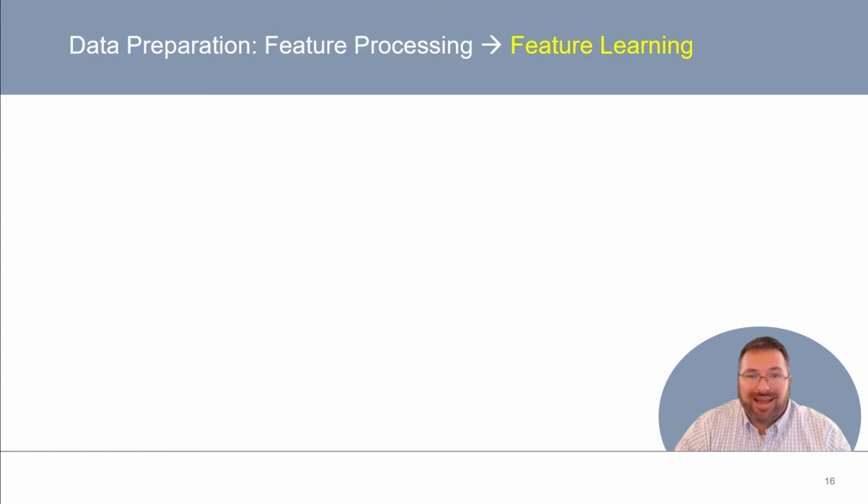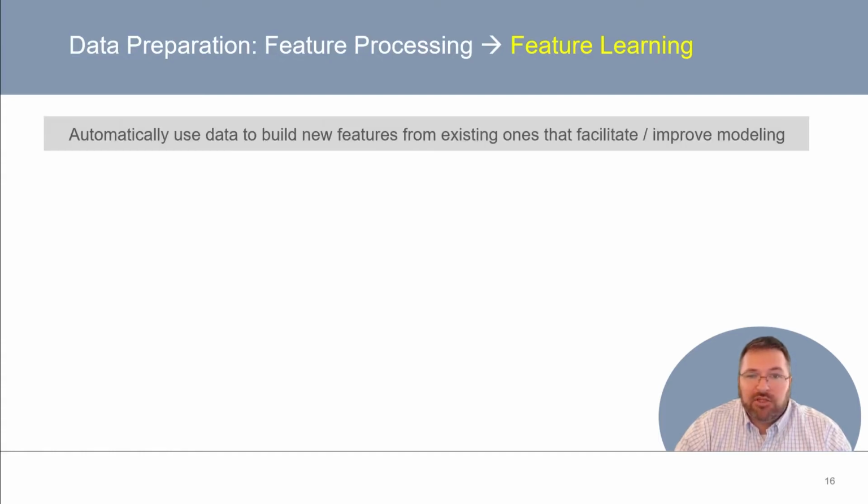Now we move on to our next element of feature processing, and that's feature learning. Feature learning is similar in spirit to feature engineering, but automatically creates new features using existing features in the data with the goal of facilitating or improving downstream modeling. Feature learning can also be referred to as feature construction, and again is often lumped in under the name feature engineering.